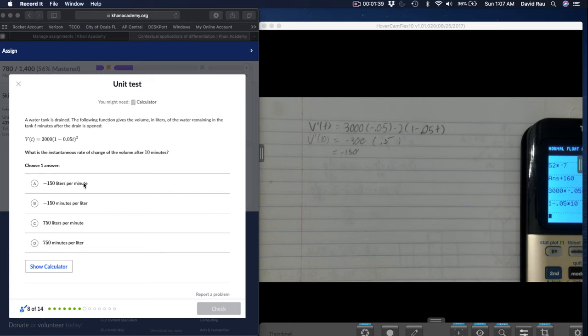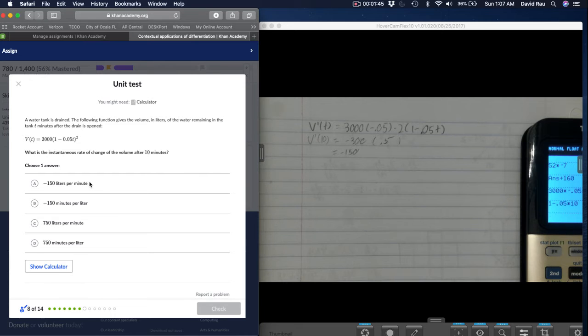And now we need to know what units we're going in. And again, it's always like length or amount divided by time. That's how we describe derivatives.